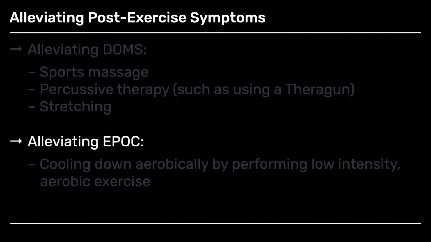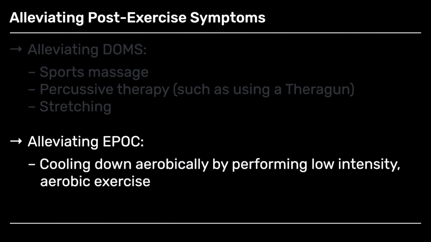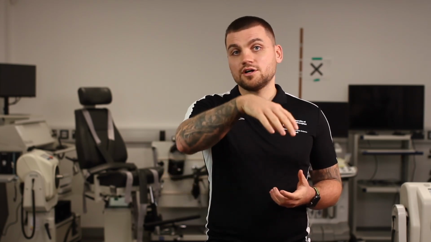You can also alleviate the symptoms of EPOC, this excessive post-exercise oxygen consumption, by cooling down aerobically at a low intensity. That might look like a very slow jog around a pitch, because what that does is it increases the oxygen demand around the body, which increases the blood flow. Therefore, we deliver more oxygen around to the working muscles, which can help buffer against this build-up in lactic acid without being excessive or anaerobic, and flush it out of our system faster. And that's why it's really recommended that our athletes or us individually perform a cool down at low intensity and aerobically after exercise.